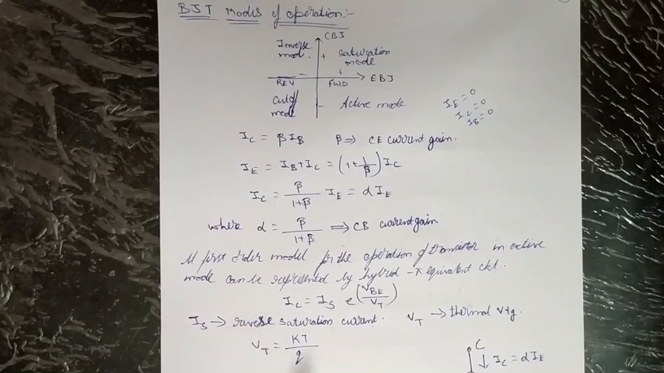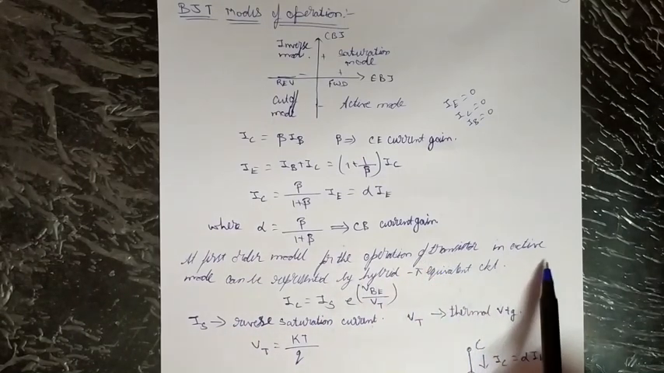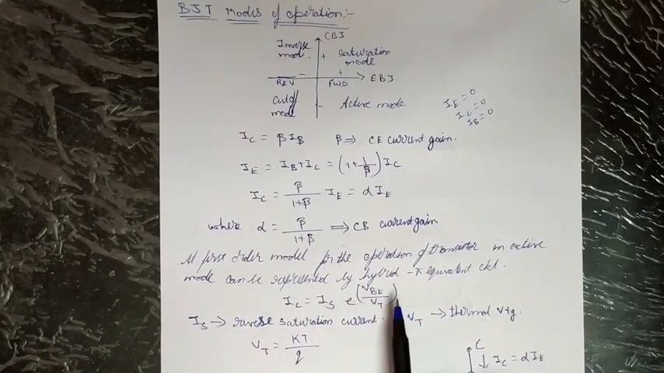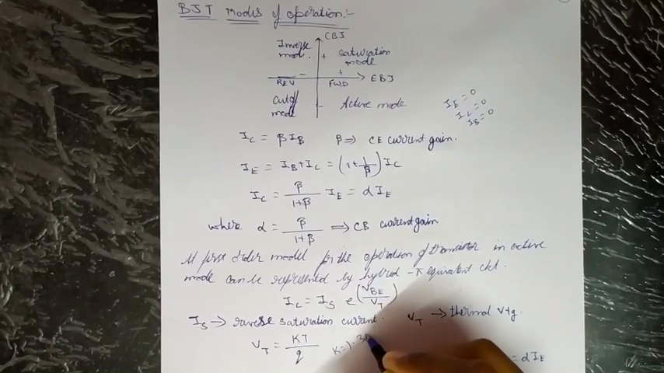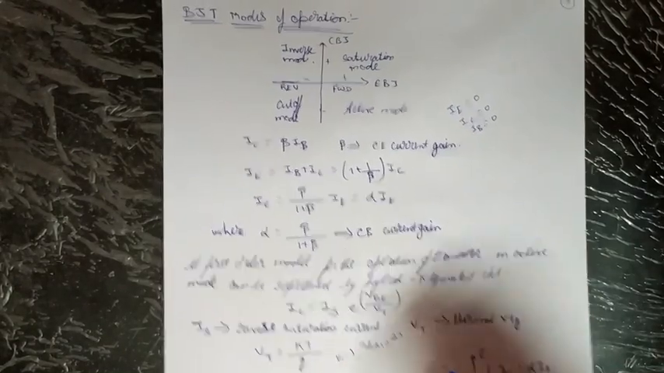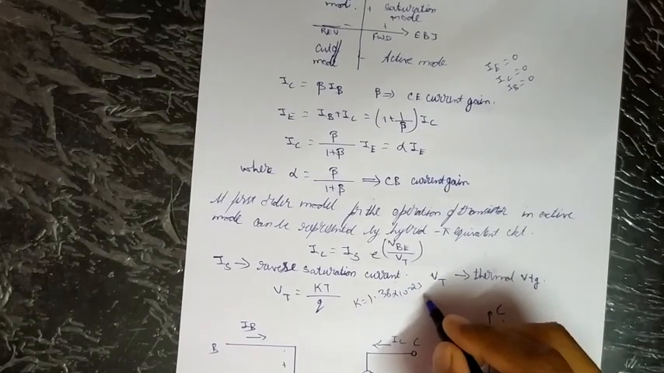The first order model for the operation of a transistor in active mode can be represented by the hybrid pi equivalent circuit. IC equals IS e to the power VBE divided by VT. IS is the reverse saturation current, VT is the thermal voltage, where VT equals kT divided by q, and k is the Boltzmann constant, k equals 1.38 into 10 to the power of minus 23 joules per Kelvin.